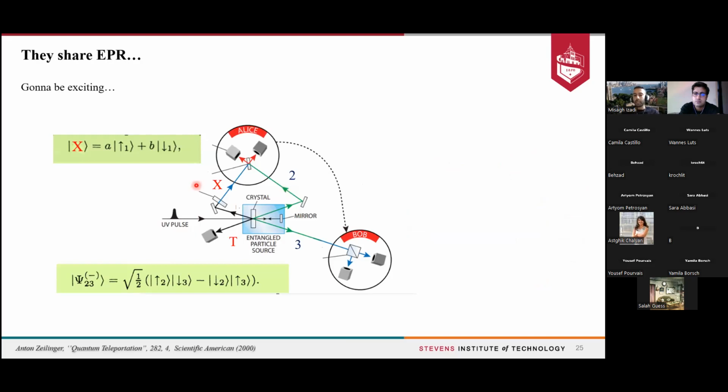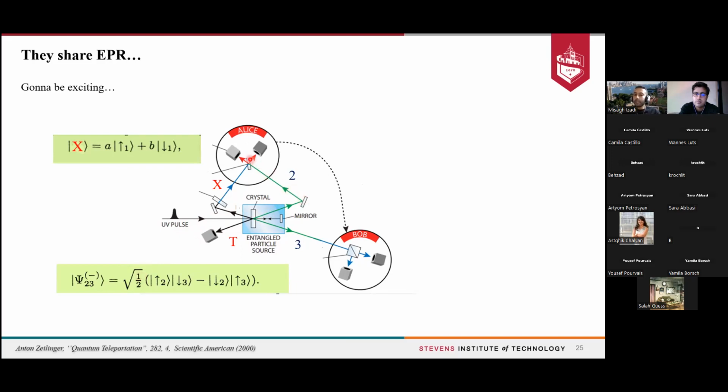This is a picture of the experimental setup. Okay, let's see what the meaning of this picture is and how it works. In the first place, this is the UV light here, and this is the nonlinear crystal here. Just like the way that we do in our laboratory here at Stevens, they sent this light to the nonlinear crystal. Spontaneous parametric down conversion happens here, and you're going to have one entangled pair, which consists of photon 2 and photon 3. And this is the state of that pair.